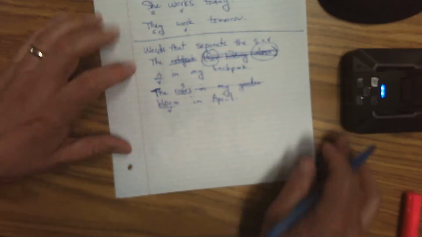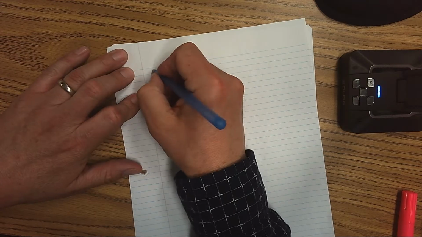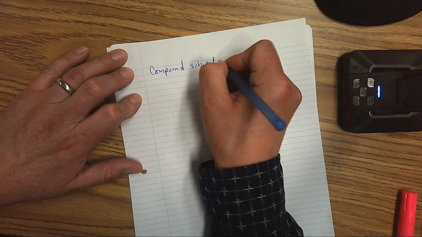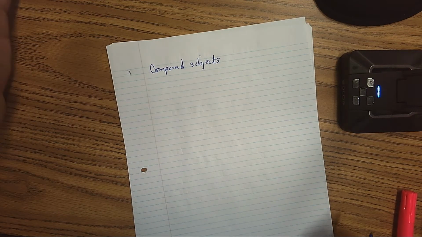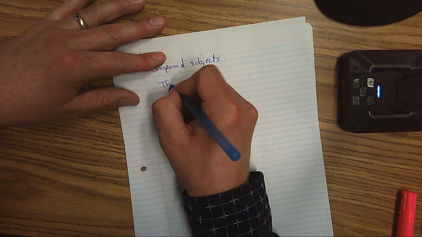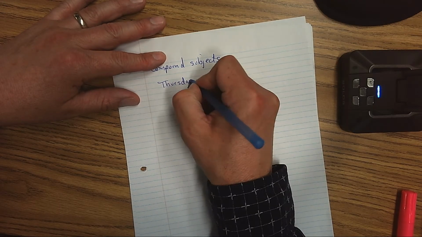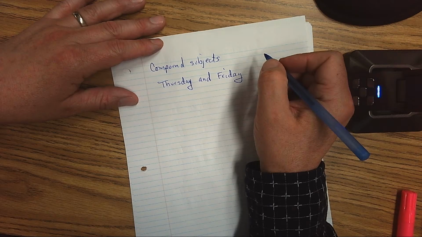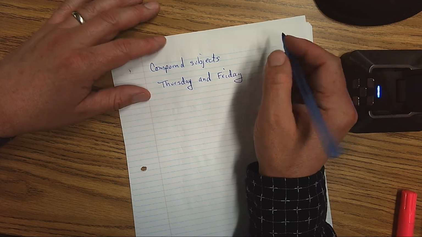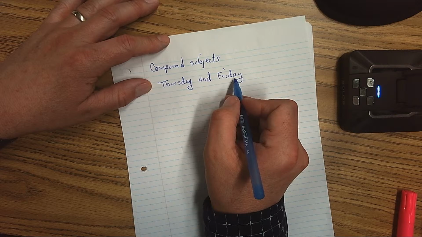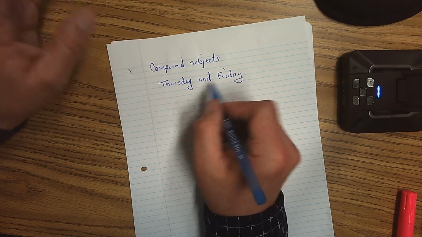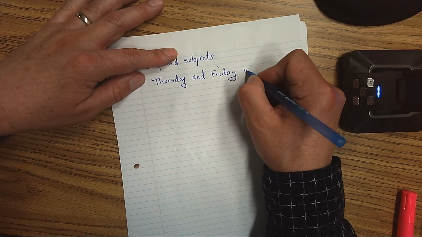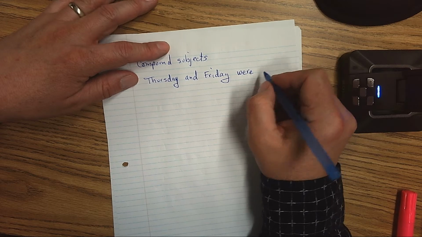Okay? Next, compound subjects. So, subjects that are joined with a conjunction, like Thursday and Friday. So this one is plural because Thursday and Friday, they're two different days. They don't go together really. They're different days. So Thursday and Friday, plural. So we're going to use were, plural.